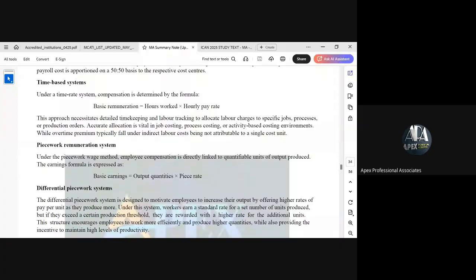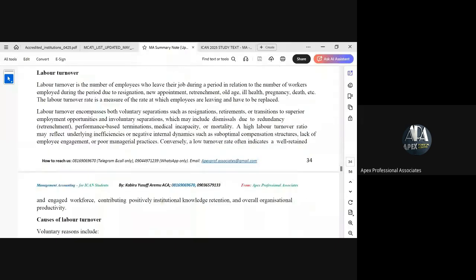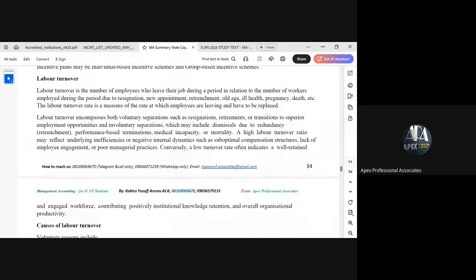Now, I want to quickly talk about labor turnover before we call it a day. We're supposed to have ended the class, but let me quickly talk about labor turnover. Labor turnover is the number of employees who leave their job during the period of evaluation for whatever reason. Now, let me give you this example.